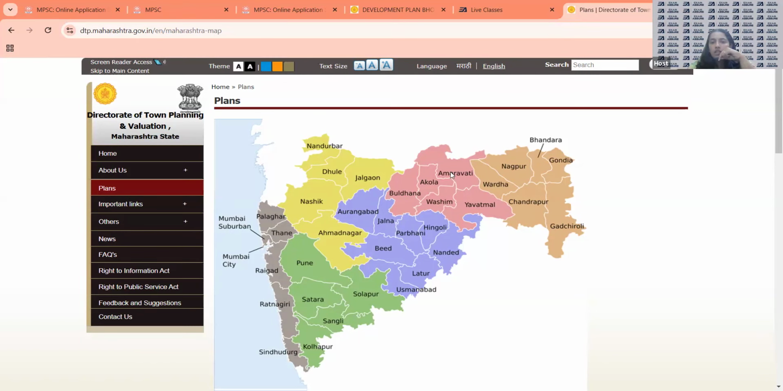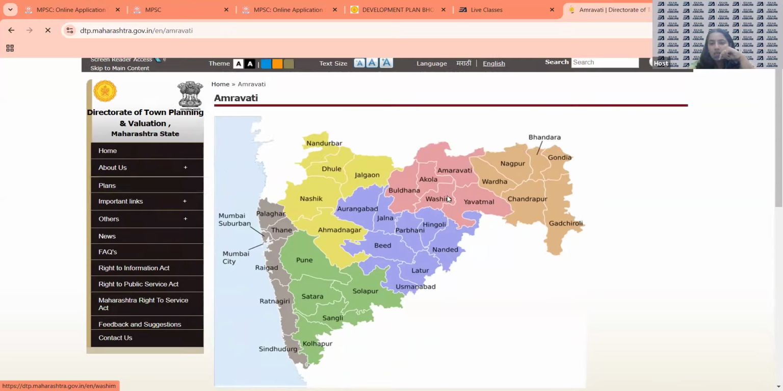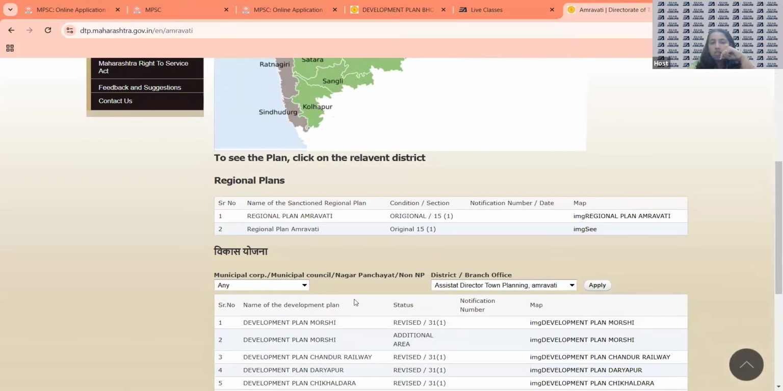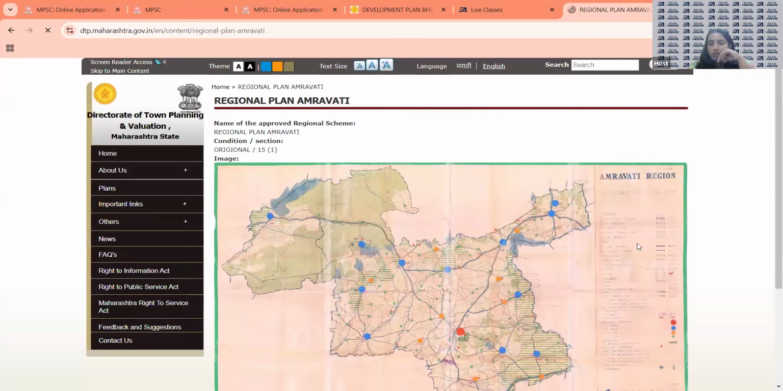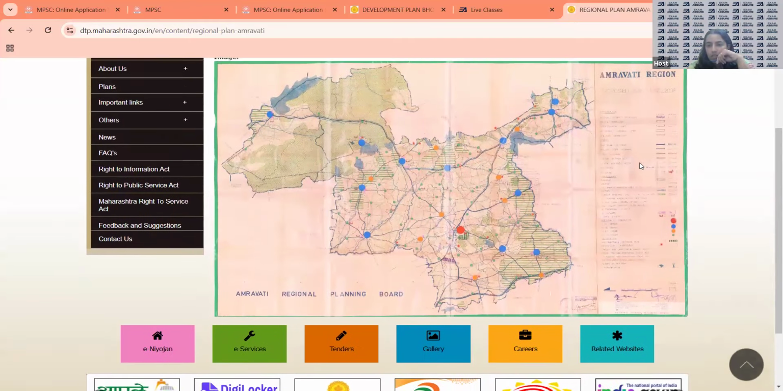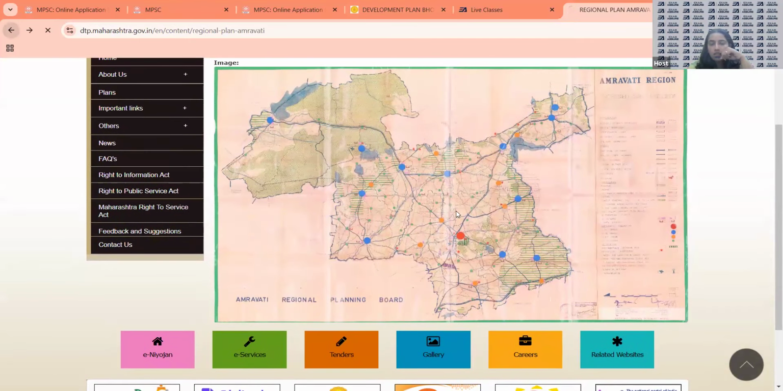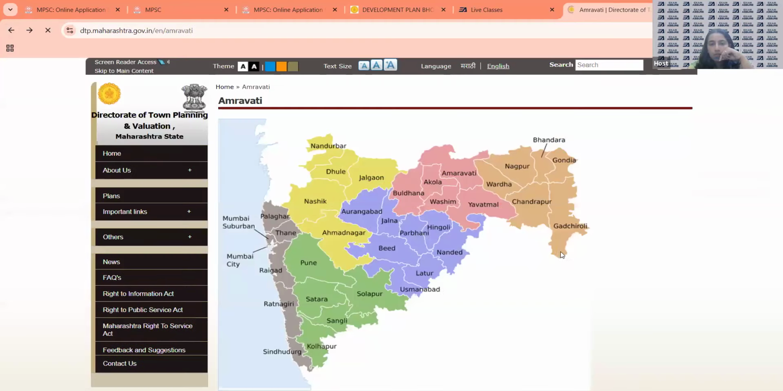Now, let's take the case of Amravati. If I click on Amravati, this takes some time to load, but if you just scroll down, you get to see the regional plan, the development plan of various areas. Now, few areas don't have town planning schemes yet. However, what I want you to do is go back today and explore these. Just try and understand these maps. Okay, now in this case, let's say this is not that legible. Let's take some other example.